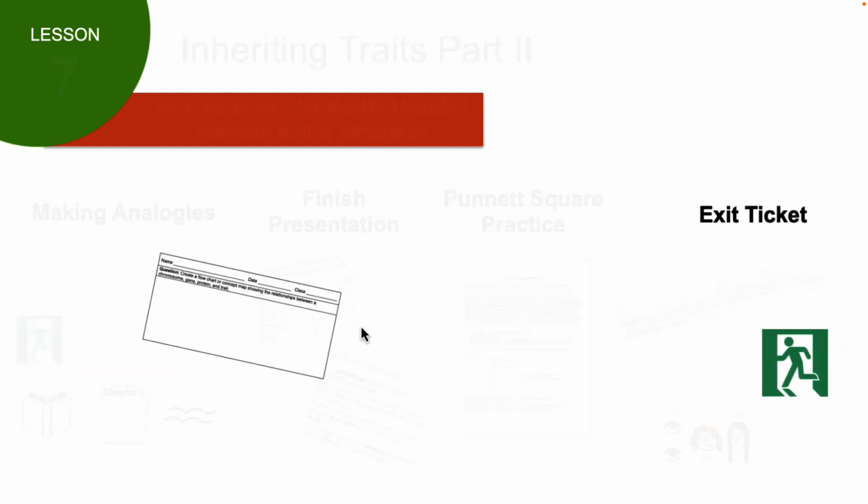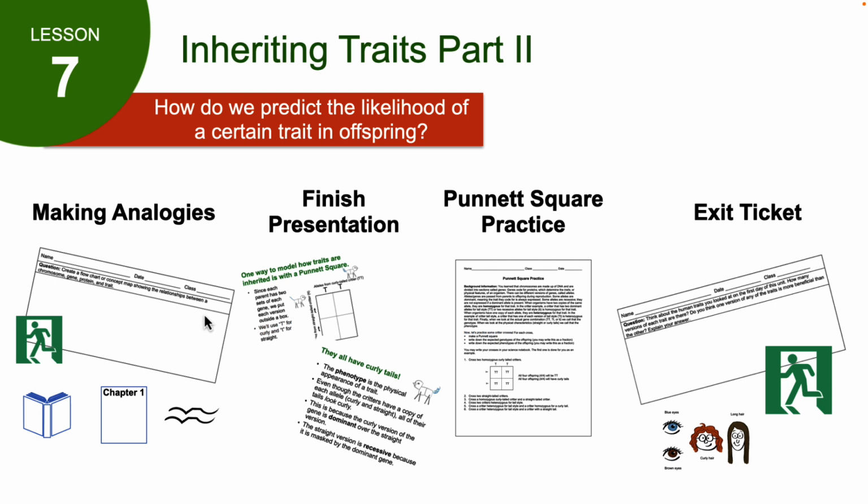In Lesson 7, students take their flowcharts from yesterday's exit ticket and come up with an analogy to describe how chromosomes contain genes that encode for traits. Like how a book is an organism's entire genetic code, a chapter is like a chromosome, and each sentence is like a gene that expresses a certain meaning.